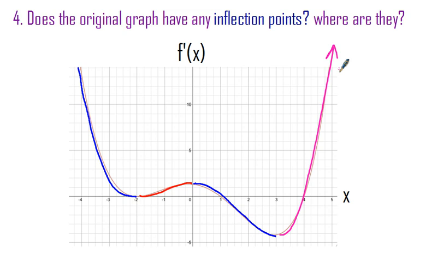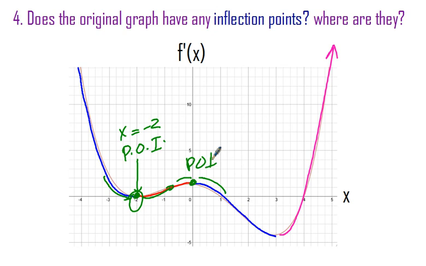All right, so what do we learn about the original graph? Well, at that changeover point where it changes from decrease to increase, we expect to see a point of inflection, POI. And that's x equals -2. Increase to decrease, changeover point, x equals 0. Point of inflection at x equals 0. And then decreasing to increasing occurs at x equals 3.